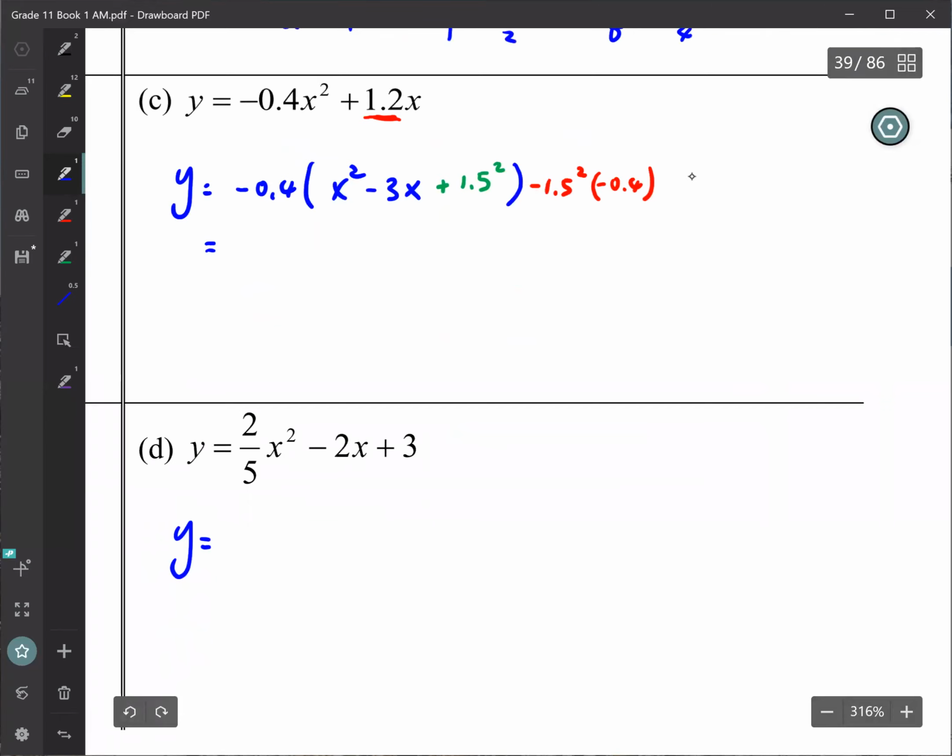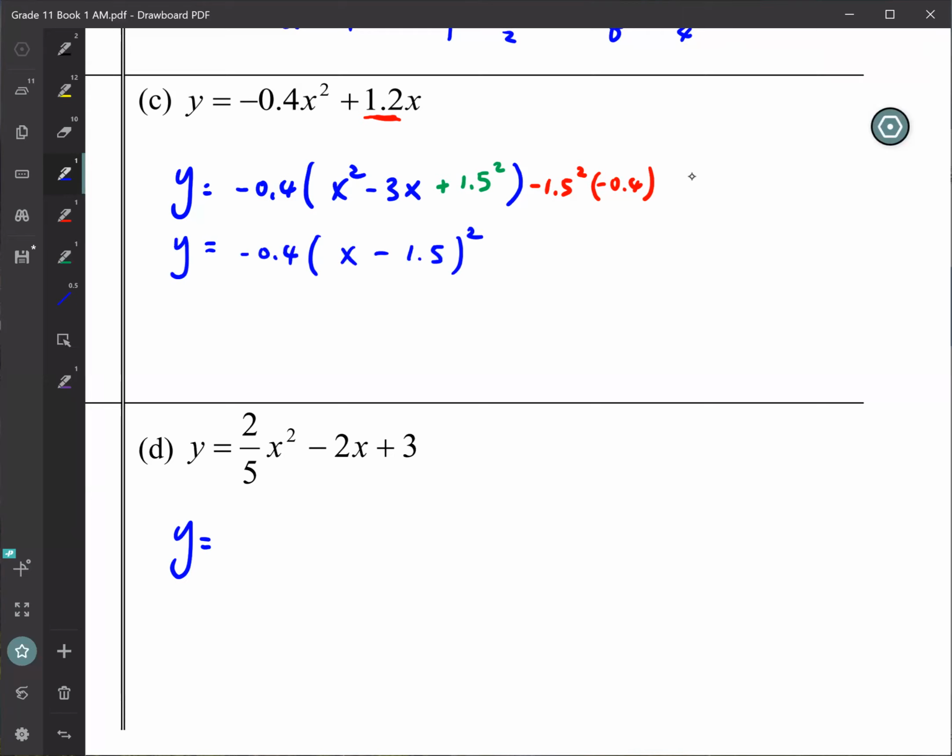Okay, Sarah, for C, what's your standard form then? Y equals negative 0.4 bracket x minus 1.5 bracket squared plus 0.9. Yeah, okay.